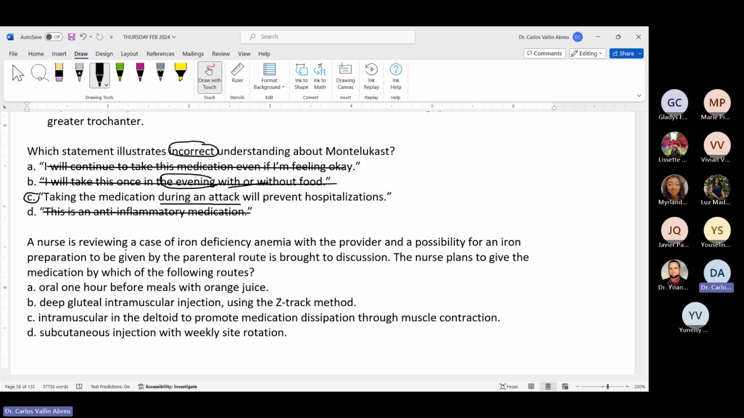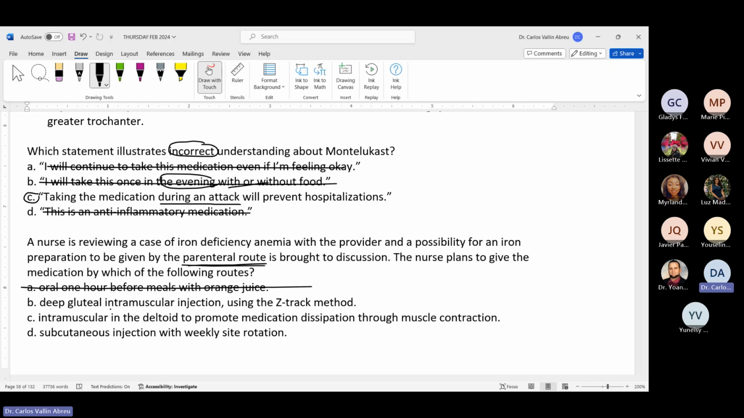And the last says a nurse is reviewing a case of iron deficiency anemia with the provider, and a possibility for an iron preparation to be given by the parenteral route. Guys, parenteral route is with a needle, with a shot. It can be subcutaneous, intradermal, intramuscular, or intravenous. But in that case, for iron it can be intramuscular or intravenous. The nurse plans to give the medication by which of the following routes? So this is incorrect. Oral is not parenteral, it is enteral.